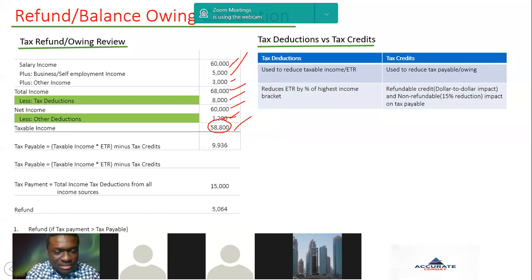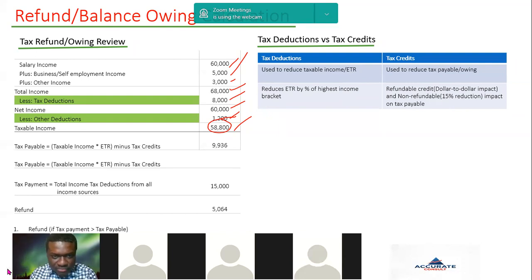I see on this slide there is salary income plus business through self-employment income plus other income. What's the difference between business through self-employment and other income?